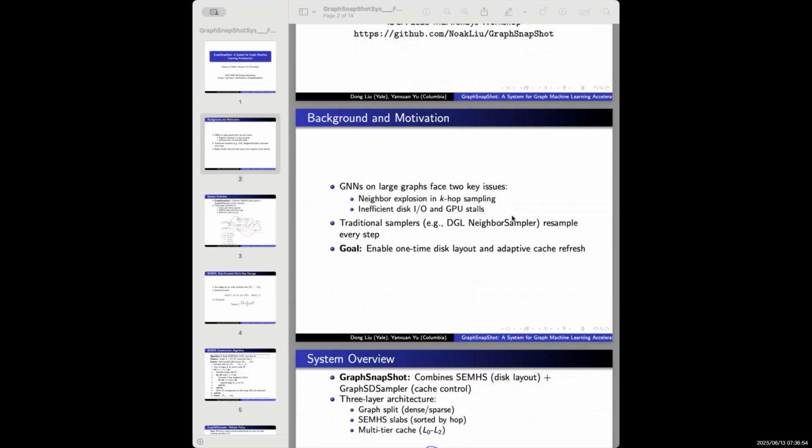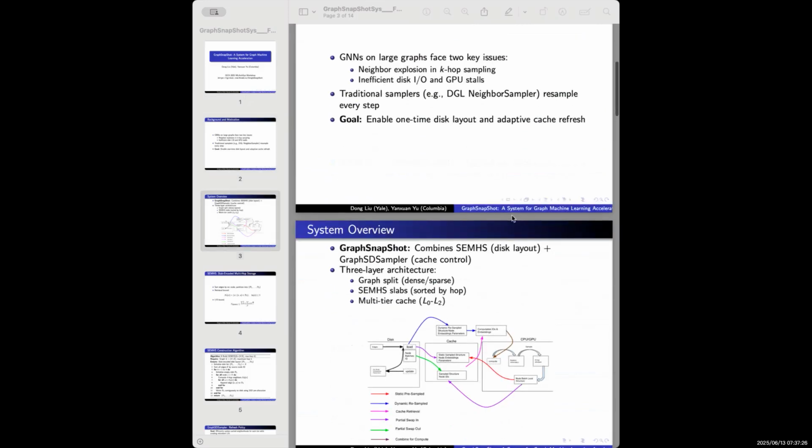The second issue is I/O inefficiency. Many frameworks currently resample neighborhoods at every training step, which triggers repeated random disk access and GPU stalls. Our goal is very simple but impactful: can we design a system that builds a graph layout once and uses adaptive caching to serve future queries efficiently?